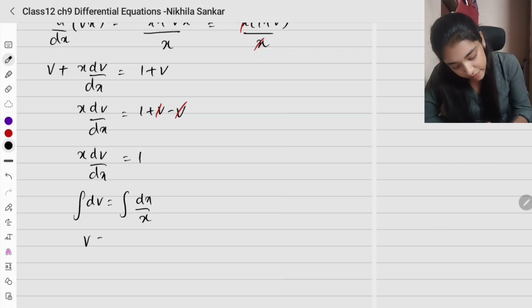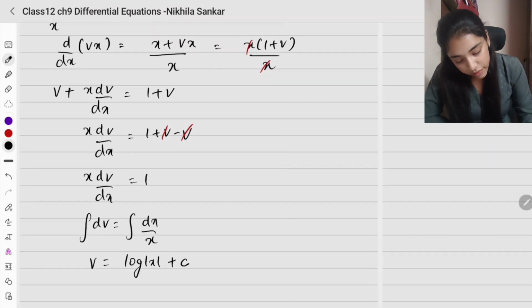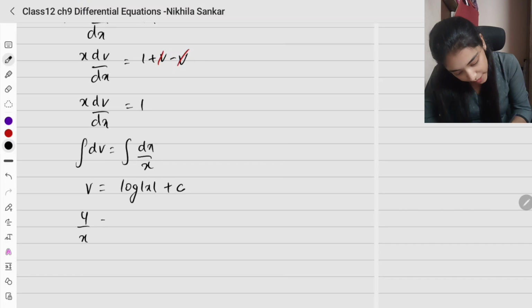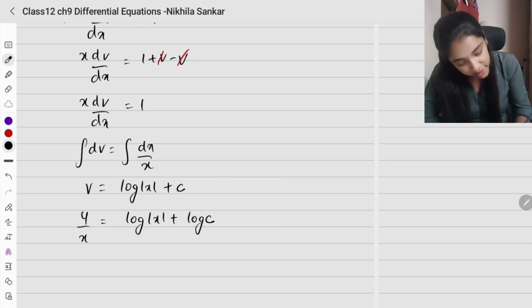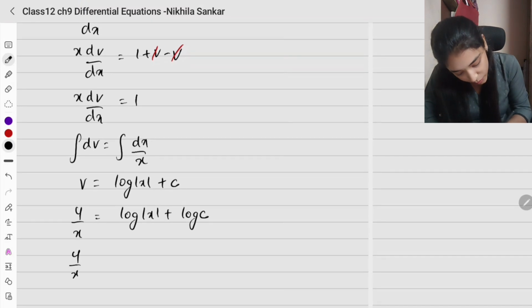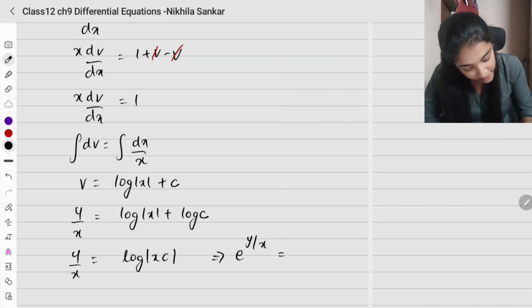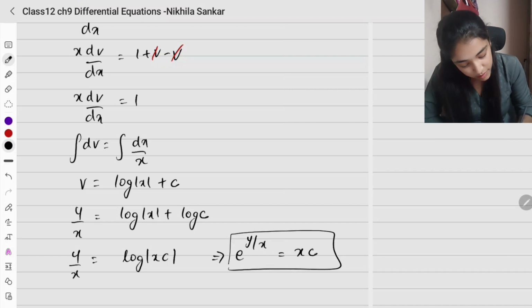Integrating on both sides, v equals log mod x plus c. Instead of v, I'm going to put y by x. Substitution: y divided by x equals log mod x plus log c. So log a plus log b. This is nothing but y divided by x equals log of x c. Taking exponents on both sides, I'll have e to the power y divided by x equals xc. So this is my final solution.